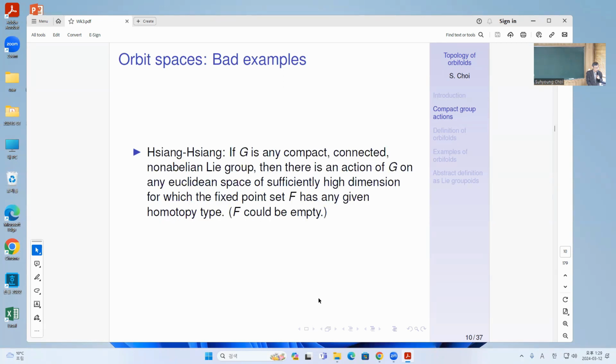And then of course, Hsiang and Hsiang showed that if G is any compact connected non-abelian group, then there is an action of G on Euclidean space of sufficiently high dimension whose fixed point set F has any given homotopy type. So you take any group like this and any homotopy type, and you can find an action where the fixed point set has this given homotopy type. That's an example. F could be, for example, empty, so then G will act without any common fixed point or stationary points.